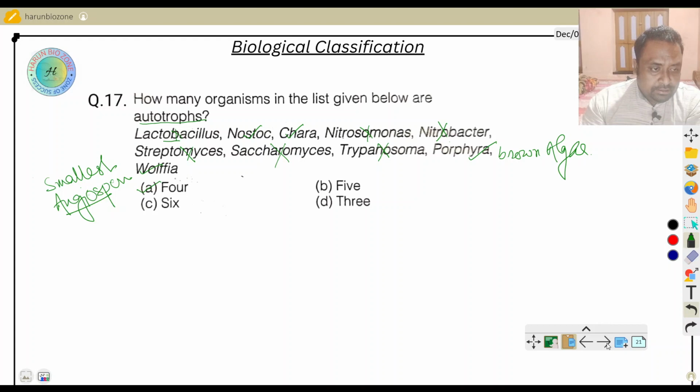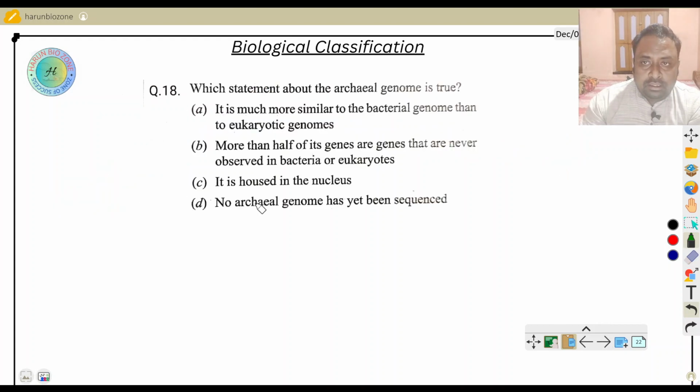Next question: which statement about the archaeal genome, meaning archaebacterial DNA genome, is true? It is much more similar to the bacterial genome than to the eukaryotic genome. More than half of its genes are genes that are never observed in bacteria or eukarya.